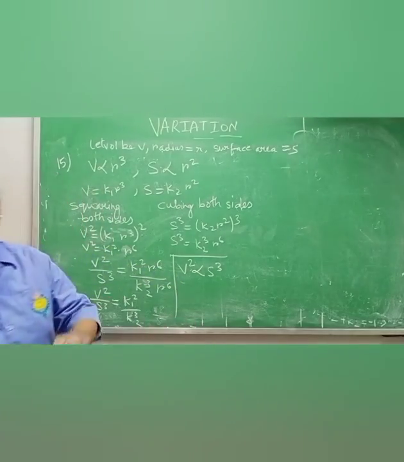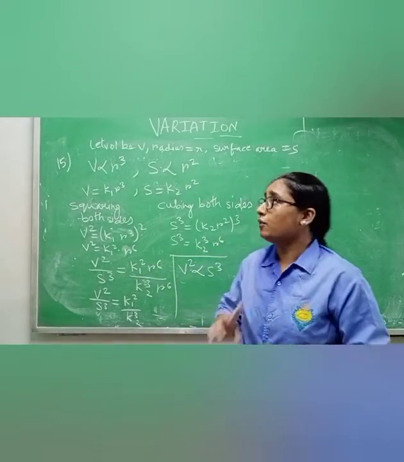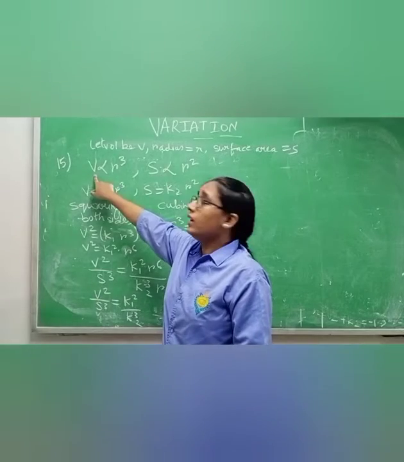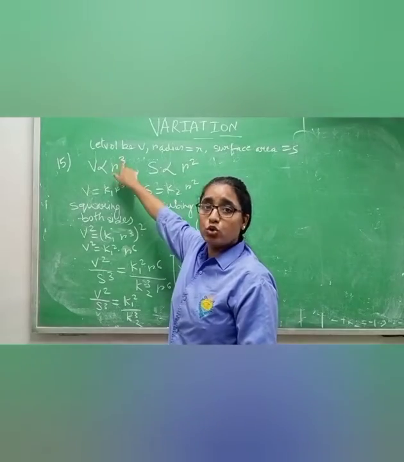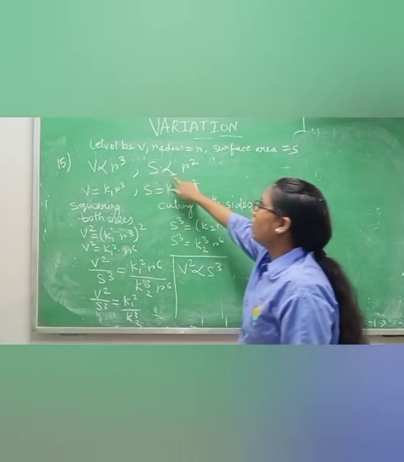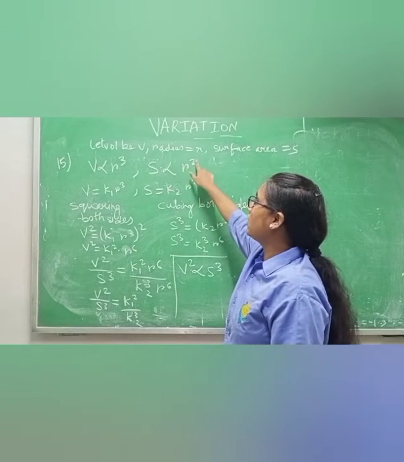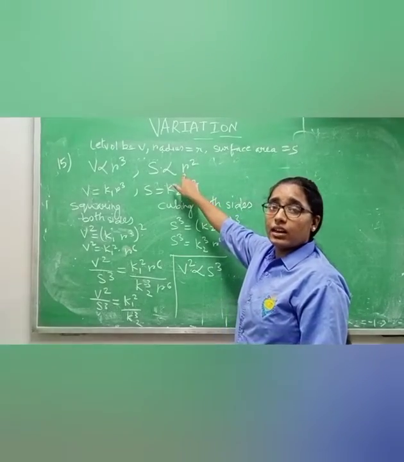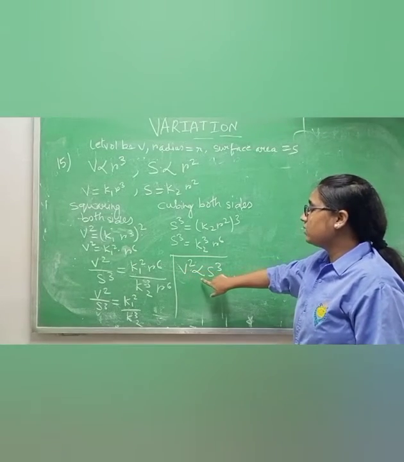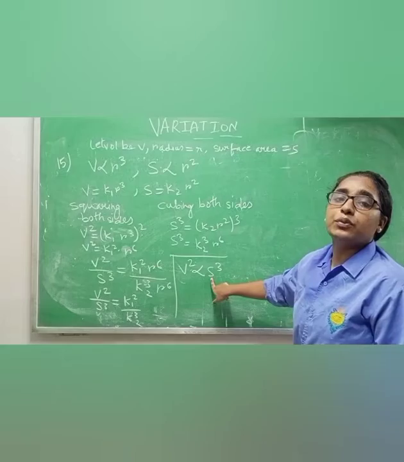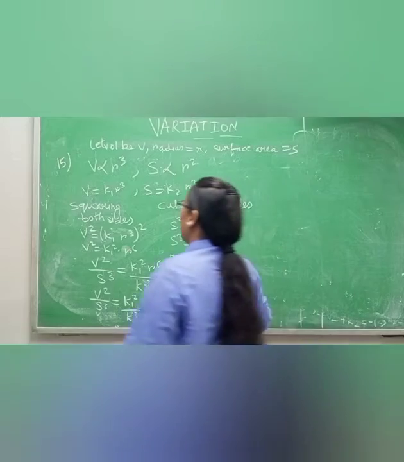Again I am repeating the question. Three things are given in the question: volume, radius and surface area. First, volume of a sphere has a direct relation with cube of the radius, and surface area of a sphere has a direct relation with the square of the radius. And they are telling you to prove that the square of the volume is directly proportional to the cube of the surface area.